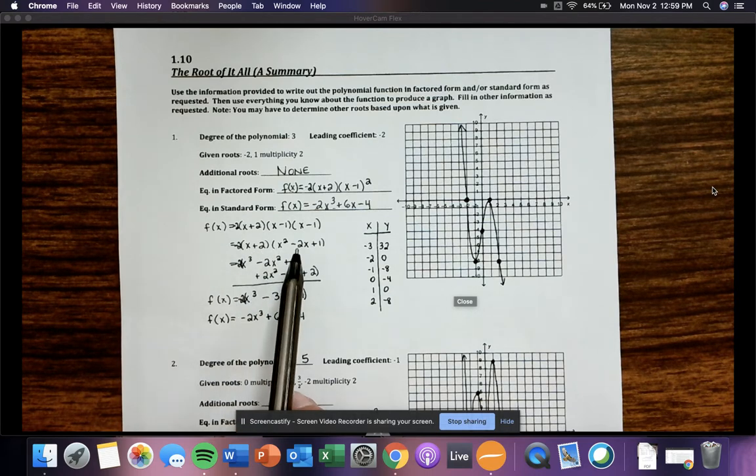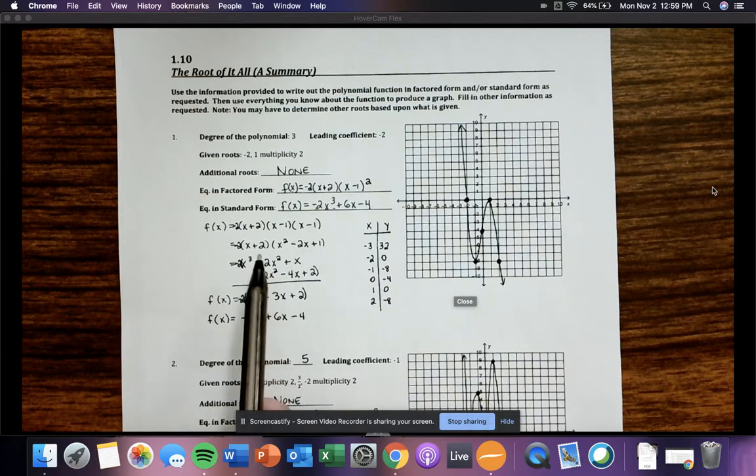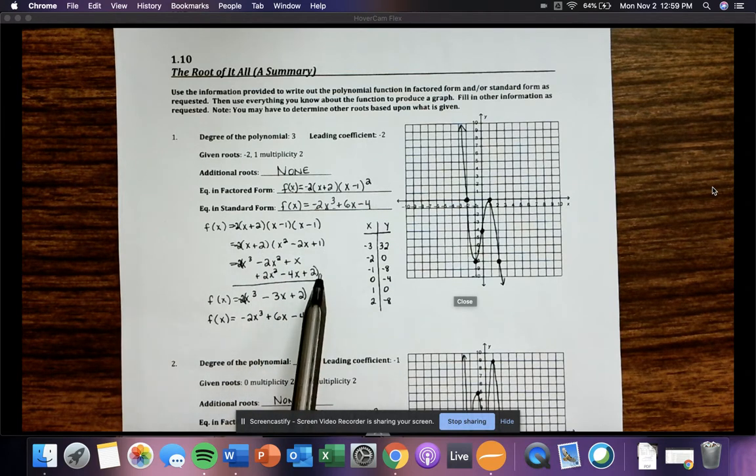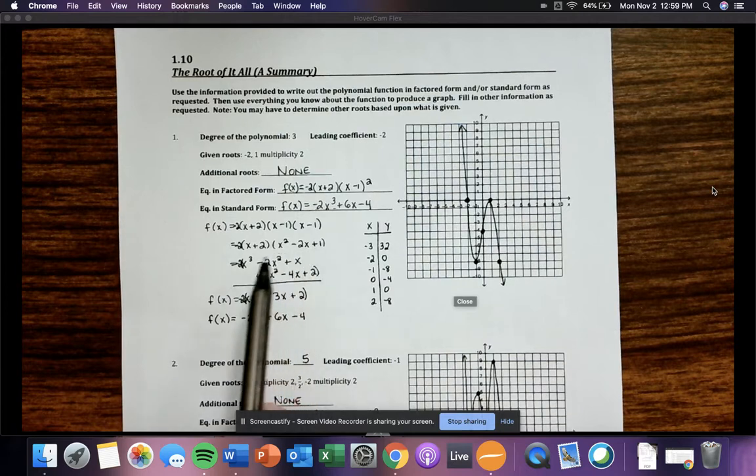We do x times -2x, we get -2x squared. We do x times 1, we get x. And that's going to be plus 2 times x squared, which is 2x squared. 2 times -2x is -4x. 2 times 1 is 2. We can clean this all up. This -2x cancels out this positive 2x, and we have plus x minus 4x gives us minus 3x.